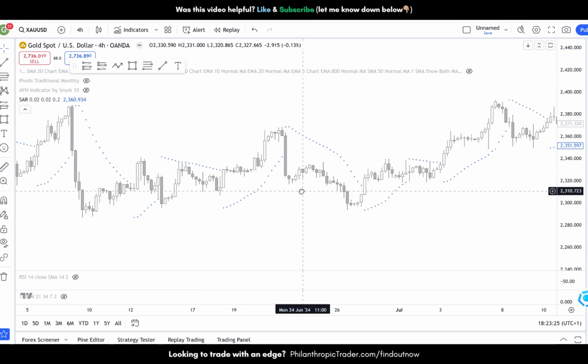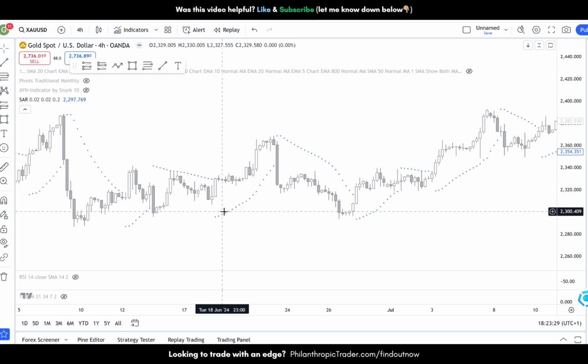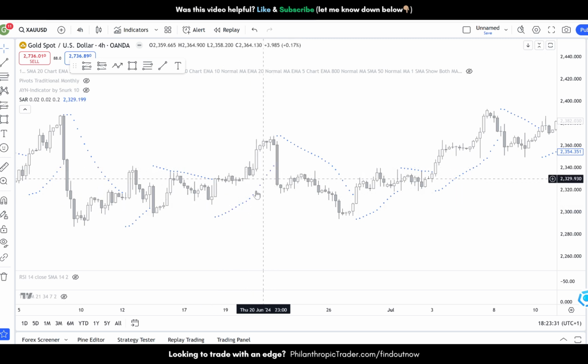Let me see over here. You see that we have dots on the downside, below the price, but at some moment we see that the candle crosses one of these dots, and from that moment we see that the dots are on the top side. What you can do is take a sell order, because now we have dots on the upside.